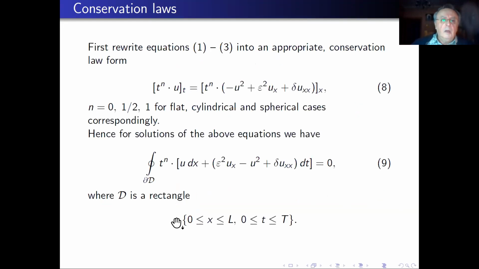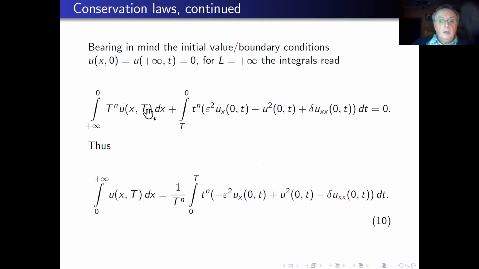I recall that n is numbering the type of equation. When it is zero, this is the flat equation. But when it is one half, it is cylindrical, and when it is 1, it's a spherical equation.